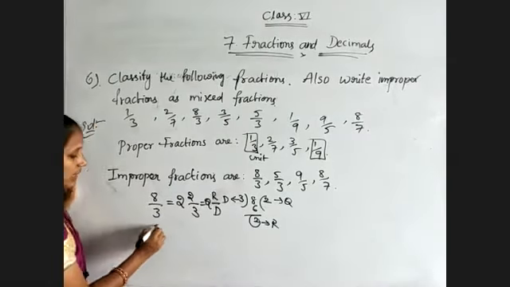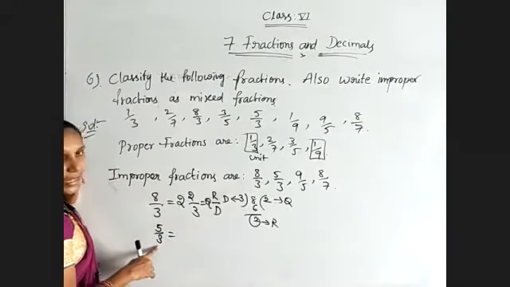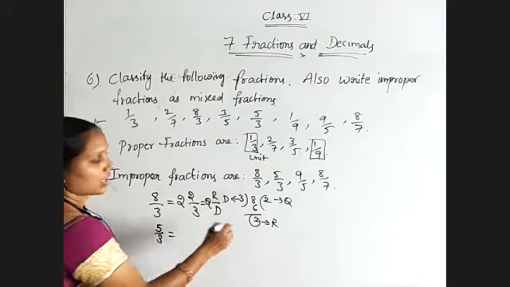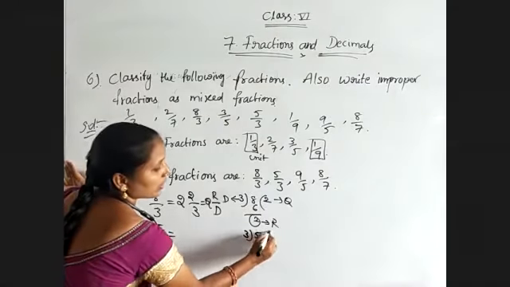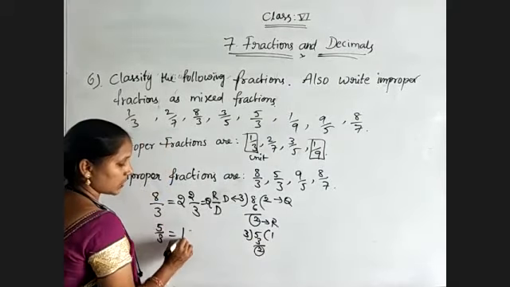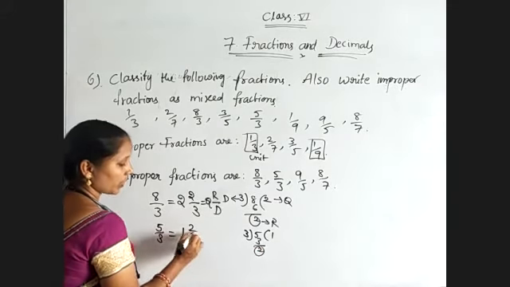Coming to 5 by 3. So it is very clear that again we will get 3 only in the denominator, but quotient and remainder will change. You will see. 3 ones are 3. Remainder is 2. So quotient is 1. Remainder is 2. Divisor is 3.